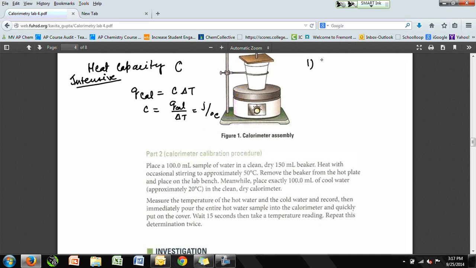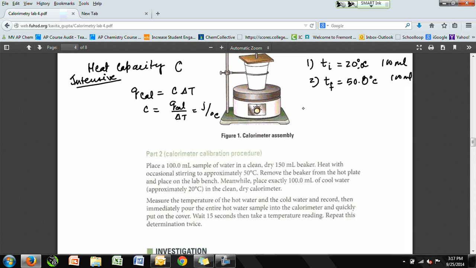Let me make up some number. You had initial temperature of water. Let's say it was 20 degrees Celsius because it was at room temperature. Then you heated up the water to 50 degrees Celsius. And let's say you took 100 mils of water here and 100 mils of water here.